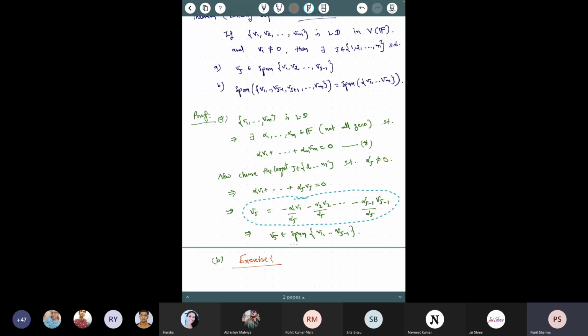So this is a very important result, because after some time, these results will be useful in proving several other things, small results for finite dimensional vector spaces. Okay. So let's move on with this result.